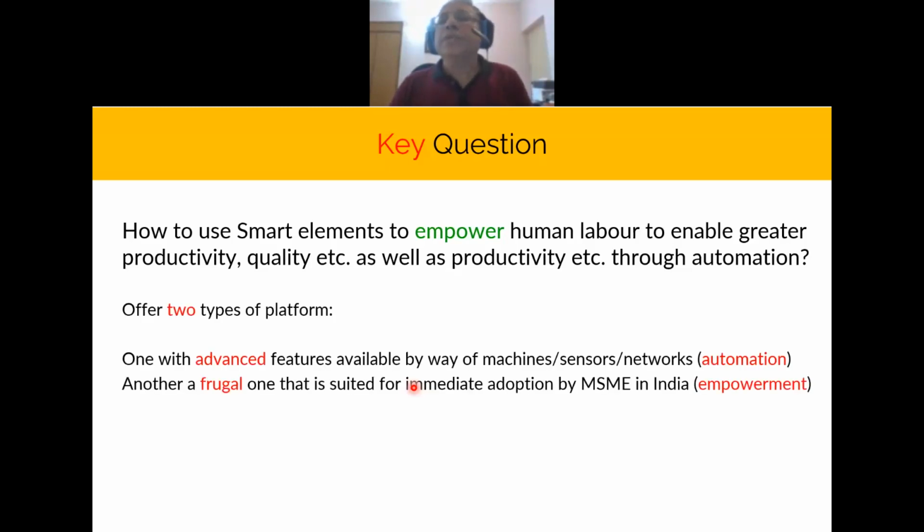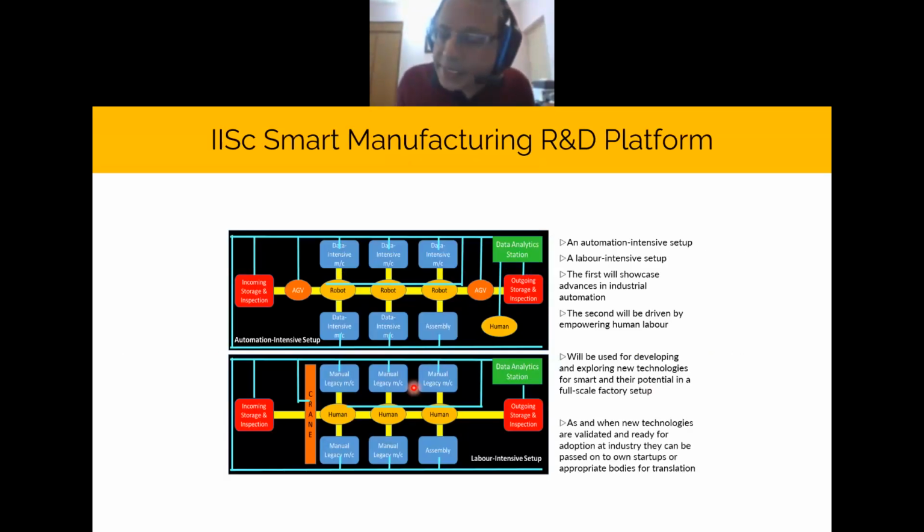So we are creating two platforms. One is an automation intensive one, and the other is a human intensive one. Because if you look at the factories that India has, a majority of the factories are a combination of these two, and the majority within that are largely just human labor intensive factories. So if you look at these cartoons here, what you see is a typical factory where you have an incoming storage and inspection and outgoing storage inspection, and a number of data intensive machines that do transformation of materials, and some materials movement activity in yellows and so on.